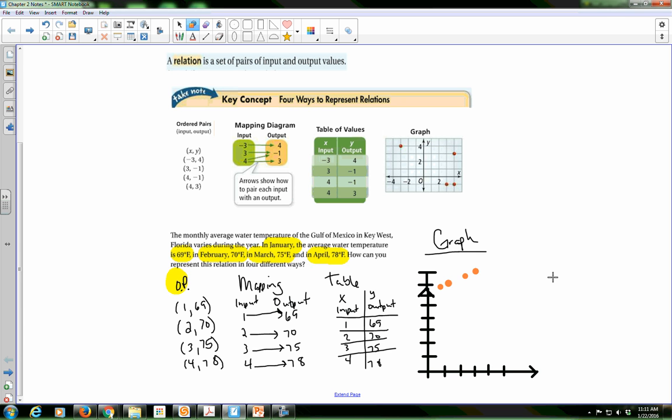Ta-da! And that's as hard as it gets. Okay, make sure you pause and get all these 4 ways to represent relations down on your paper.